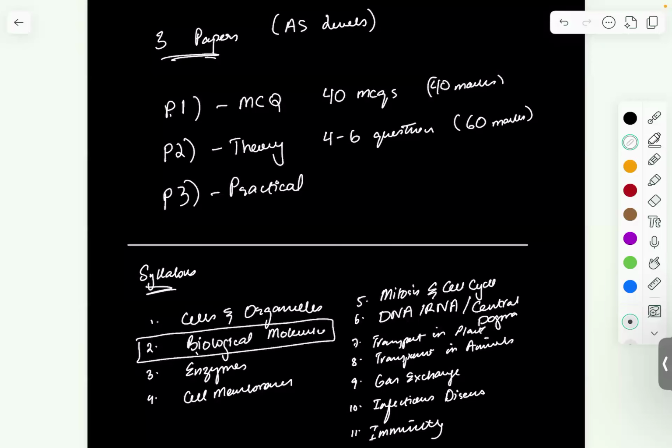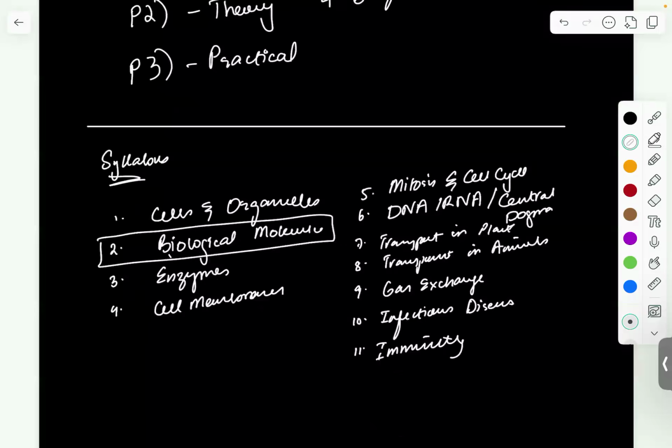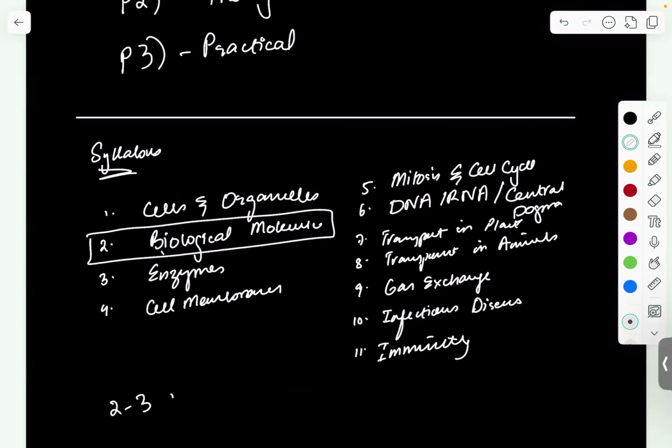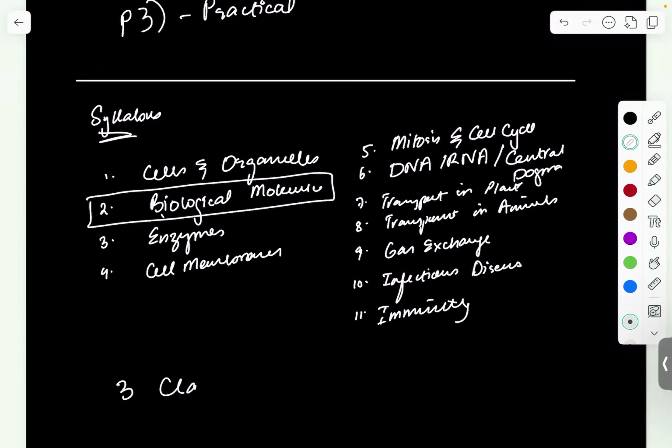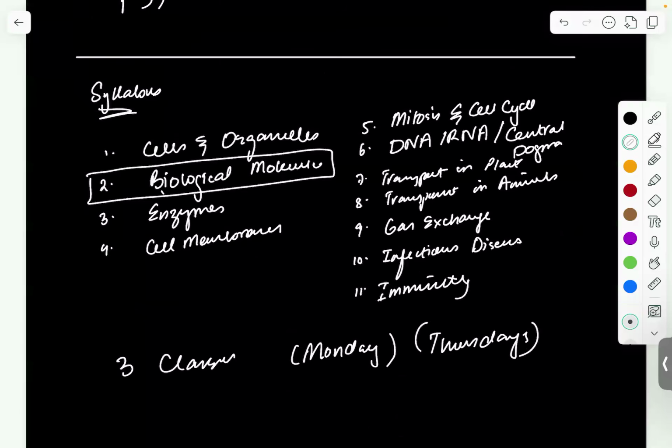Based on my schedule, it'll be 2 to 3 classes a week, but at the moment it's going to be 3 classes a week. Classes are supposed to be 3 classes on Mondays, Thursdays, and Saturdays.